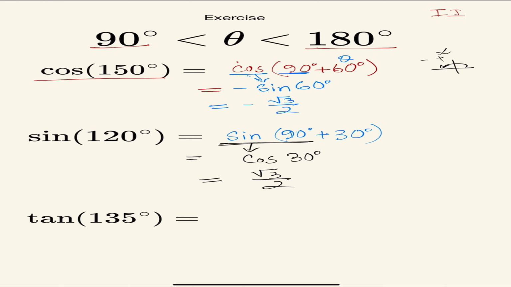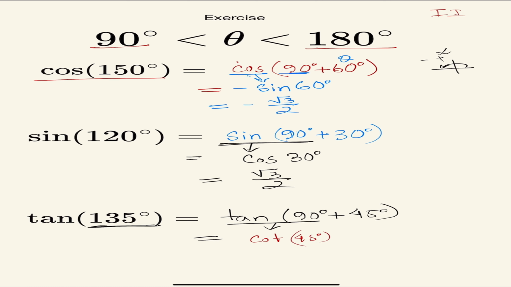Now tangent 135. First of all, we write it down, since it's more than 90 and less than 180, as tangent of 90 degrees plus 45 degrees, right? Now let's do it. With tangent 90 degrees, the function is going to be changed, so it's going to be cotangent 45 degrees. But it is the second quadrant, so tangent is always negative, so negative cotangent 45 degrees is just negative 1.